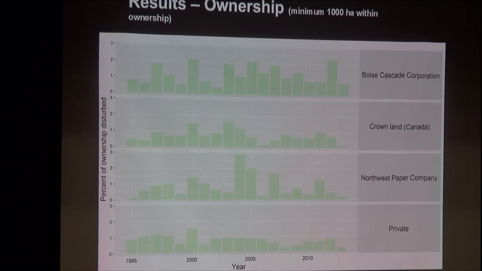If we take a look here at the percent of land harvested by each individual ownership type, and to keep this simpler, I've just included any ownerships that have had 1,000 hectares or more. And here we can see harvest rates by the Northwest Paper Company in 1 year reaching almost 3% of their land. Boise Cascade is right around 1.5% per year. Crown lands there in Canada to the north, just around 1% per year.